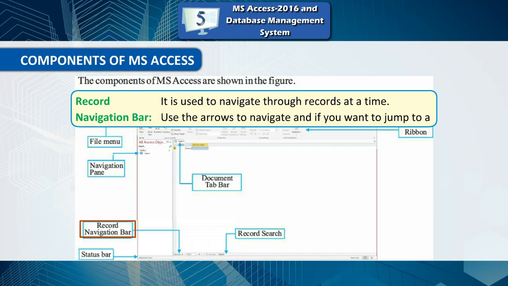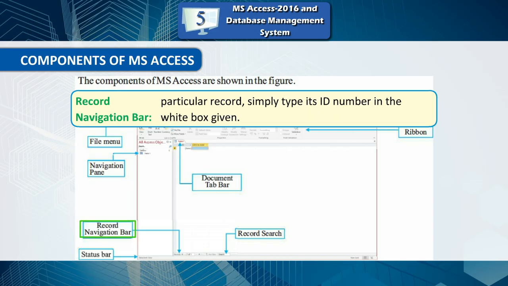Record navigation bar. It is used to navigate through records one at a time. Use the arrows to navigate, and if you want to jump to a particular record, simply type its ID number in the white box given.